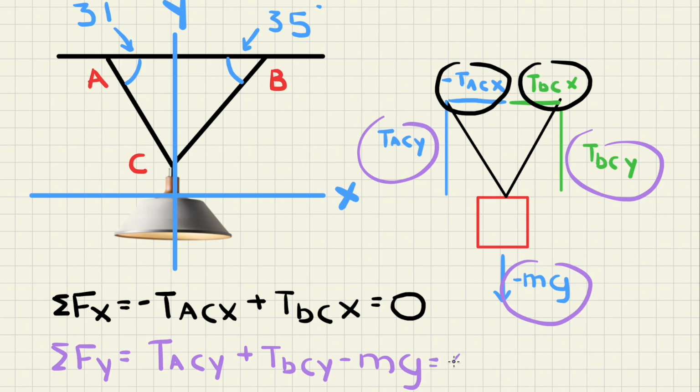And then that is always going to be equal to 0. So our free body diagrams can help us find our equations and help us solve for unknowns. So let's see how drawing a free body diagram can help us find our unknowns.